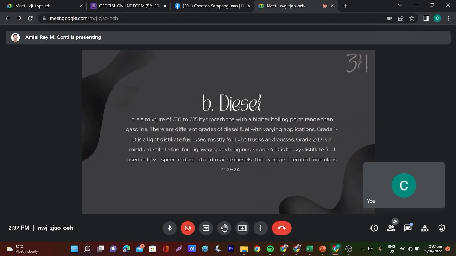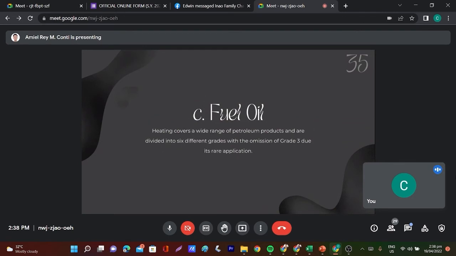Diesel. It is a mixture of C10 to C15 hydrocarbons with a higher boiling point range than gasoline. There are different grades of diesel fuel with varying applications. Grade 1D is a distillate fuel which is mostly for light trucks and buses. Grade 2D is a middle distillate fuel for highway speed engines. And grade 4D is a heavy distillate fuel used in low speed industrial and marine diesels. The average chemical formula is C12H24. Fuel oil. Heating oil covers a wide range of petroleum products and are divided into 6 different grades with an omission of grade 3 due to its rare application.